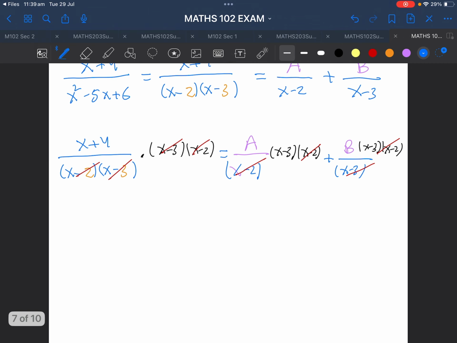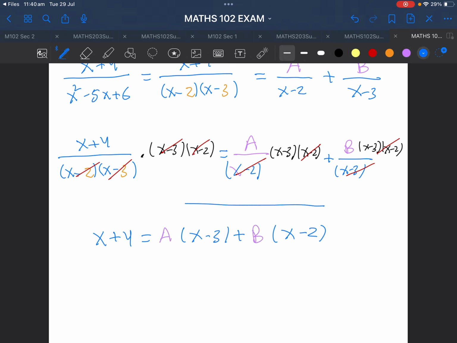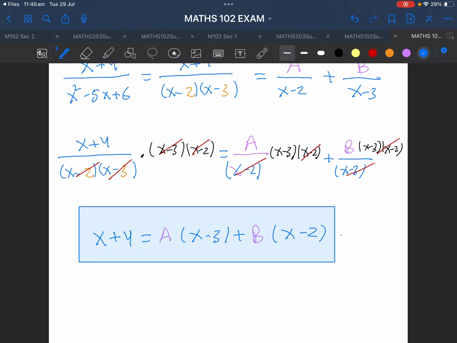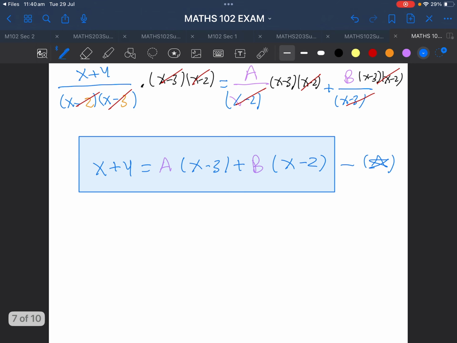So on the left side, we will end up with only x plus 4. On the right side, we get x minus 3 will survive, and x minus 2 will survive. And here we have a and b. And that's the equation we would like to work with. Let me just call it star. What do I mean, I would like to work with equation star?